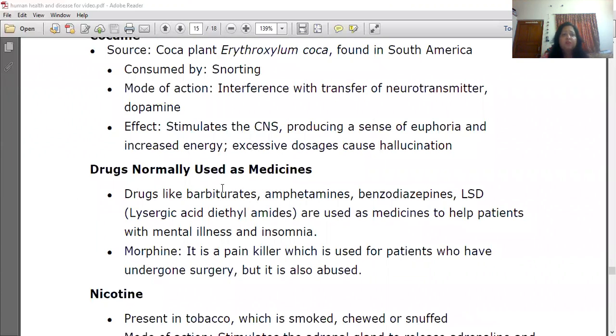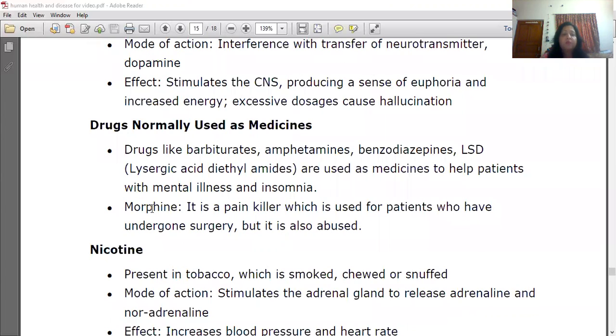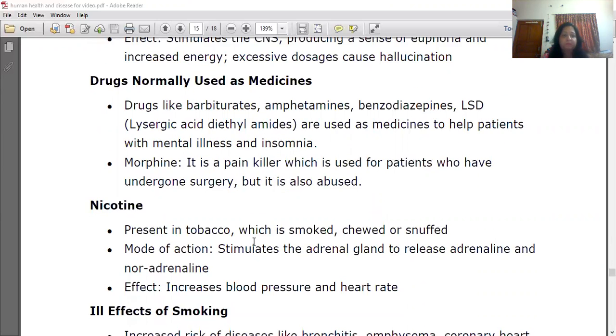Now, drugs normally used as medicine. There are various drugs which are used as medicines like barbiturates, amphetamines, benzodiazepines, LSDs are used as medicine to help patients with mental illness and insomnia. Morphine is painkiller and it is used for patients who have undergone surgery. It is widely used in many hospitals for the surgery purpose.